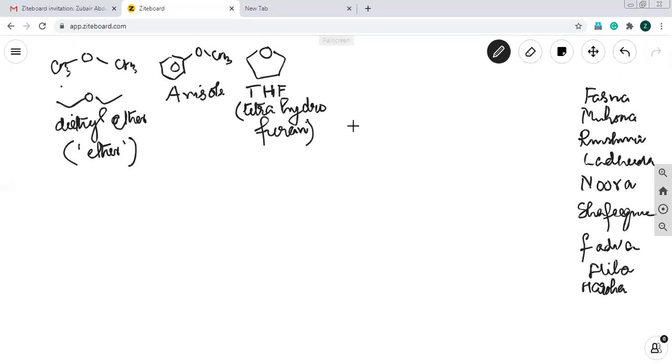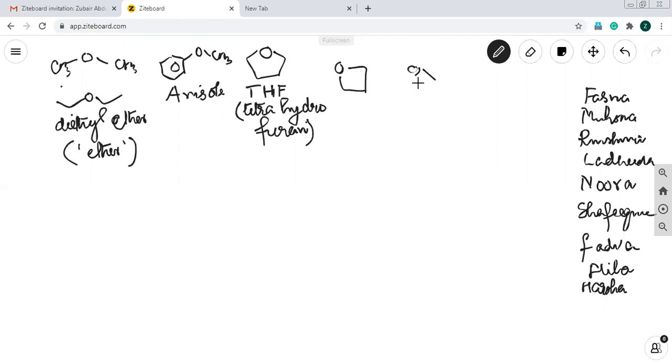Now, cyclic ethers. There is something interesting about the cyclic ether. This is a cyclic ether. It will have very similar properties, though this one is more unstable. Here it has only 2 carbons. Here you have 3 carbons. Here you have 4 carbons.